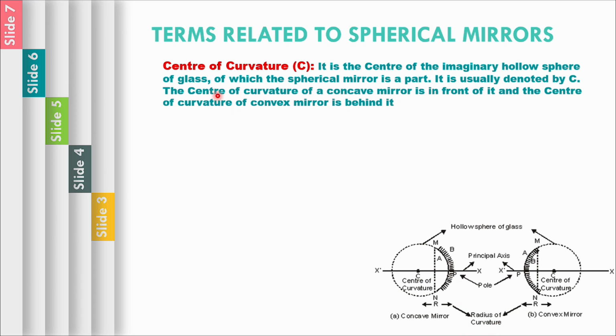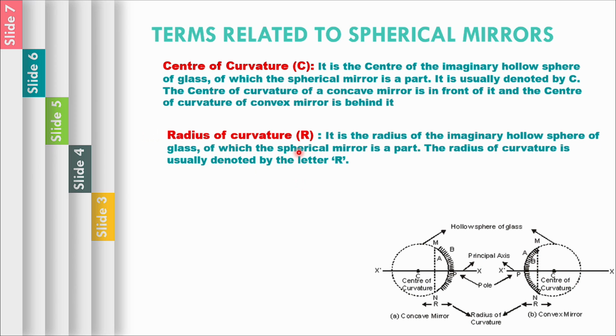See below. The center of curvature is the center of the imaginary hollow sphere of glass, of which the spherical mirror is a part. It is usually denoted by a capital letter C. The center of curvature of a concave mirror is in front of the mirror, and for the convex mirror, it is behind it. That is, the C is behind the mirror.